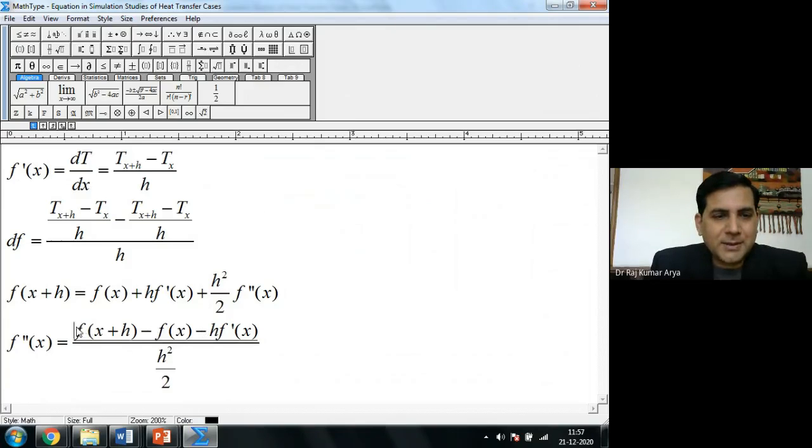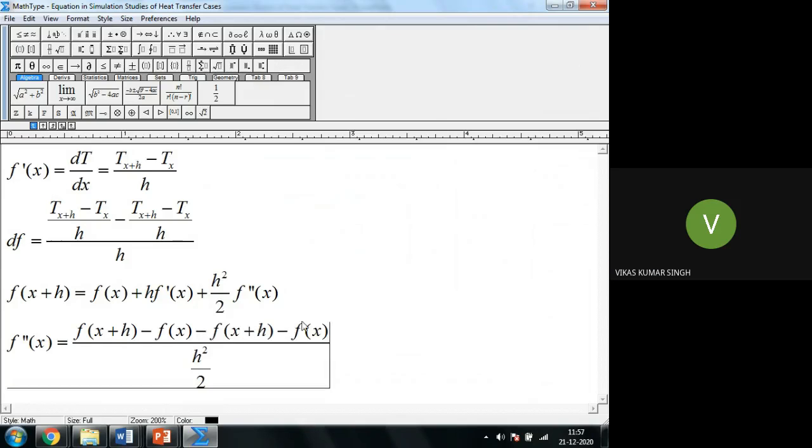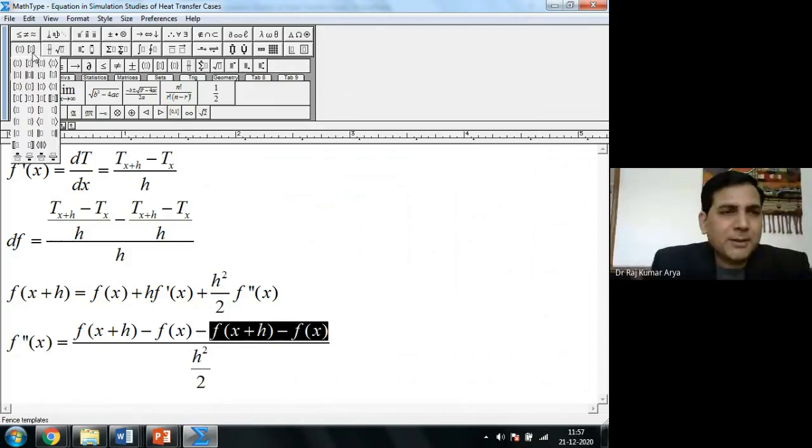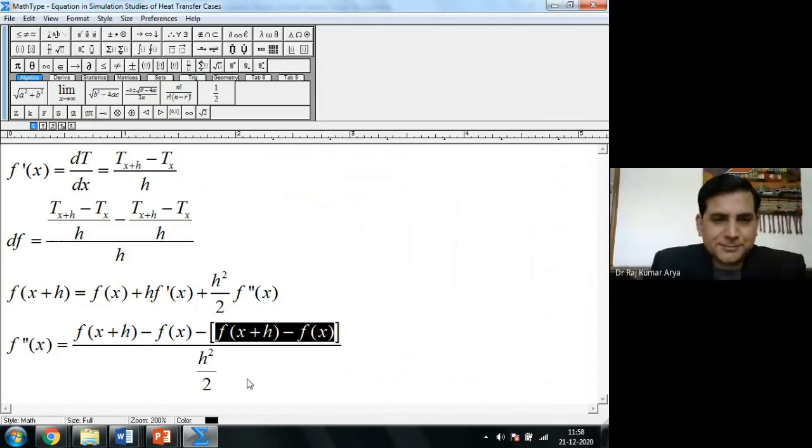So at this place also you can write again your same thing. And this h will get cancelled, because you have h at both the places. Am I doing correct or is there something wrong going on?